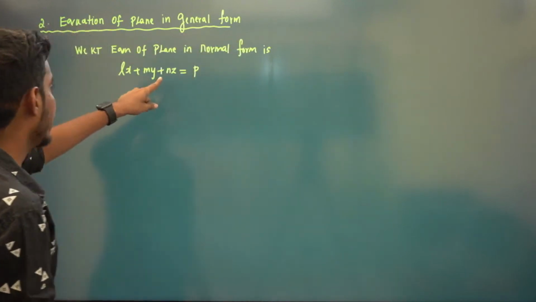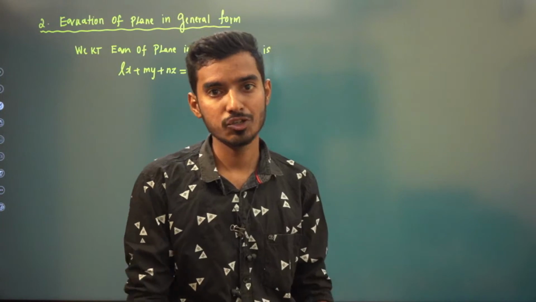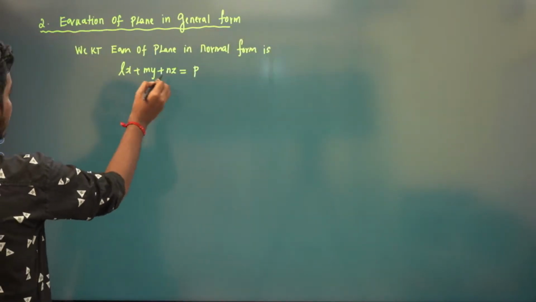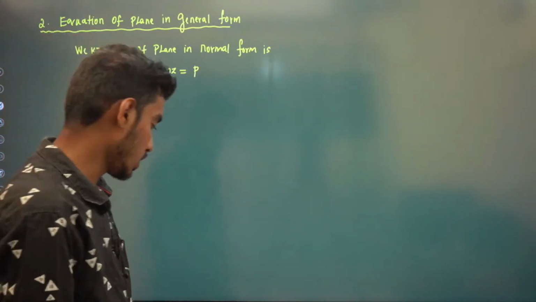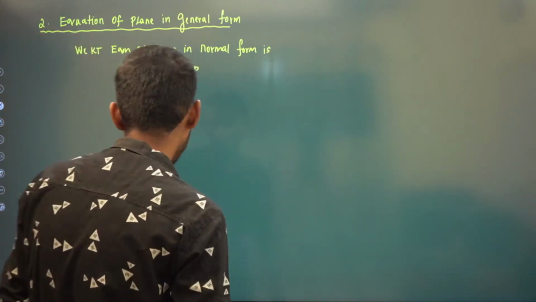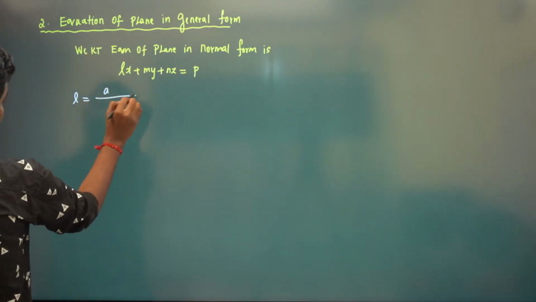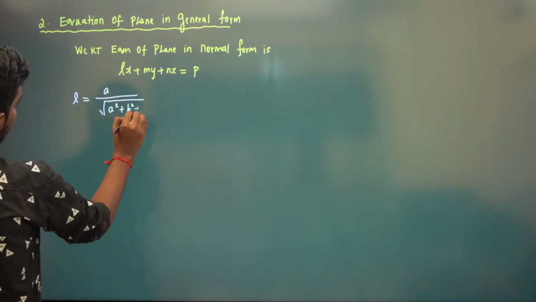This L, M, N is the direction cosine. How do you find it from the direction ratio? So L, M, N is the direction cosine, and we know that L is A divided by root of A square plus B square plus C square.